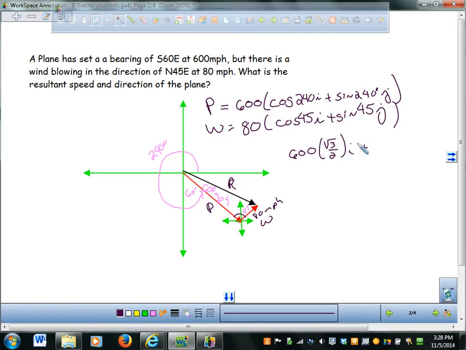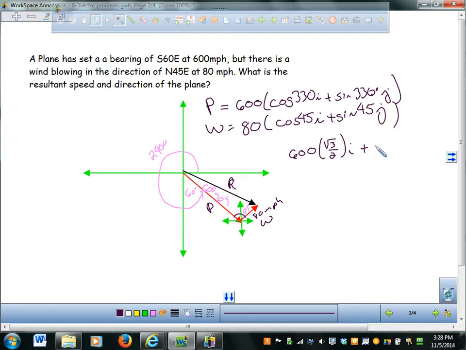Okay, so it's 600 root of 3 over 2 i, and the sine of 240 is, whoops, that's not 240, is it? That's 270 plus 60, which would be 330. Sorry about that. It's okay. Hopefully those of you in the viewing audience caught that mistake. Okay? So that's 330. Cosine of 330 is positive square root of 3 over 2. And the sine of 330 is a negative 1/2.